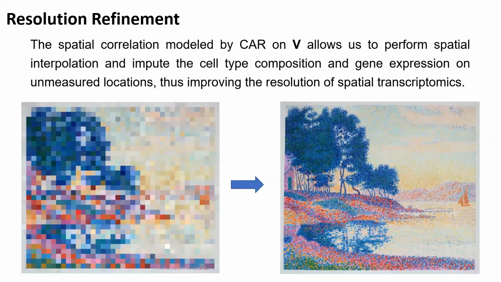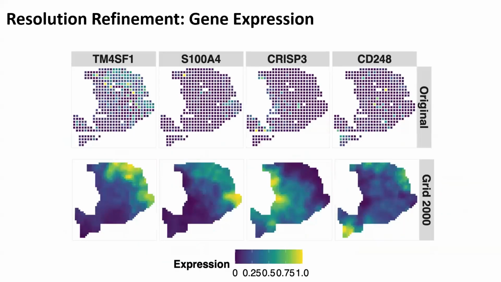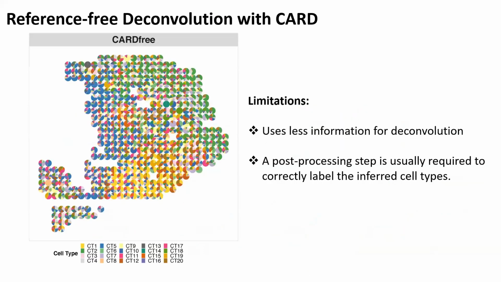So instead of a blurry image that you measure with 10x Visium, now you can get a much more refined image. Specifically, on top it shows the different cell type compositions. Once you refine it, you can see a clearly spatially refined map of the cell type composition as well as gene expression. And you can also do it without any reference. So this is reference-free.